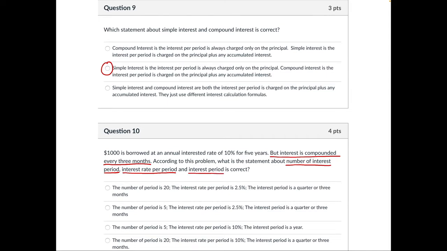So number of interest periods, you need to know what the interest period is. Because the interest is compounded every 3 months, every year it's compounded 4 times, okay? So for 5 years, 5 times 4, that's the number of interest periods. So the number of interest periods is 20.